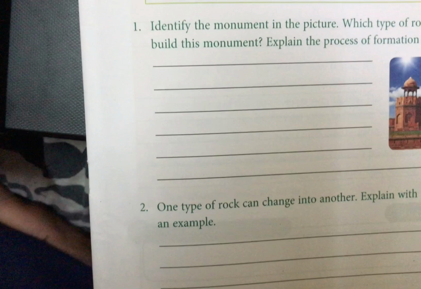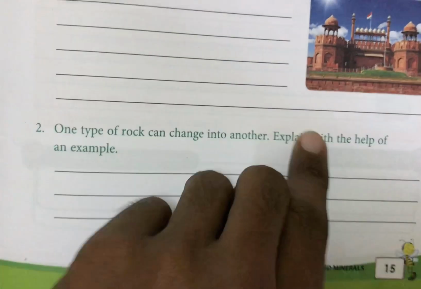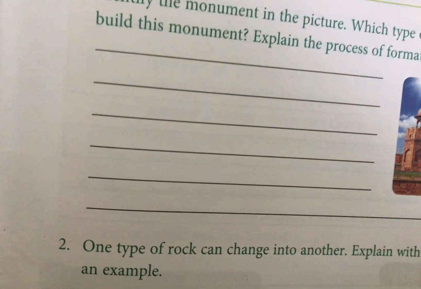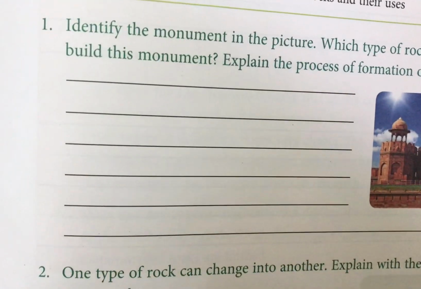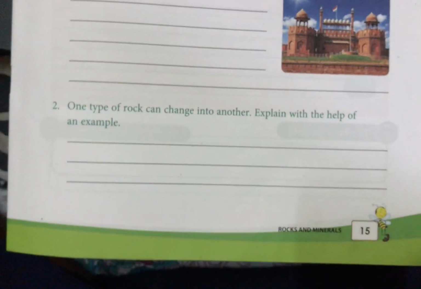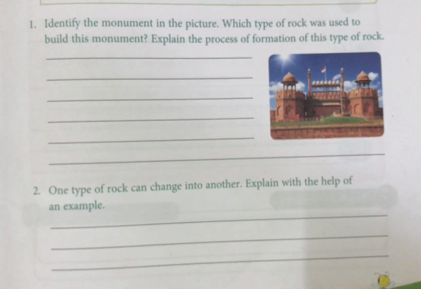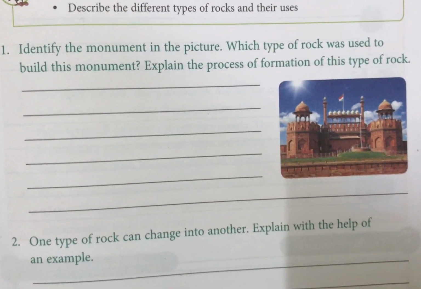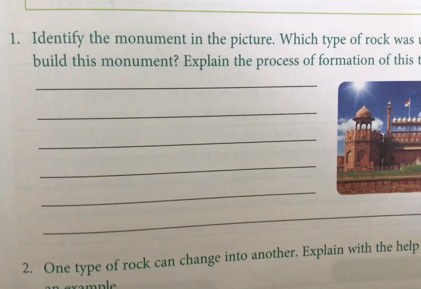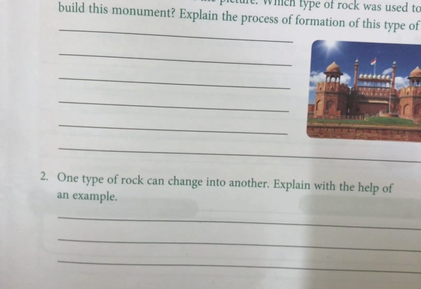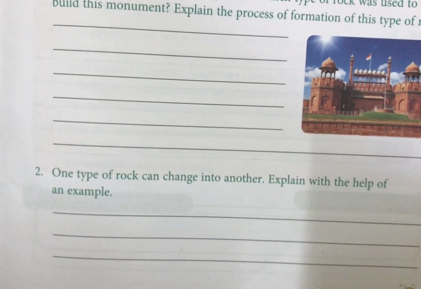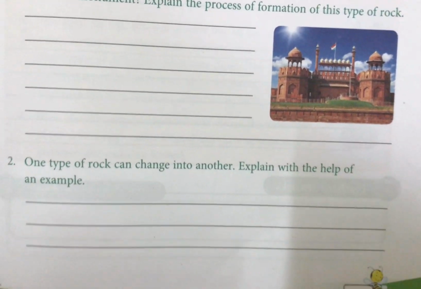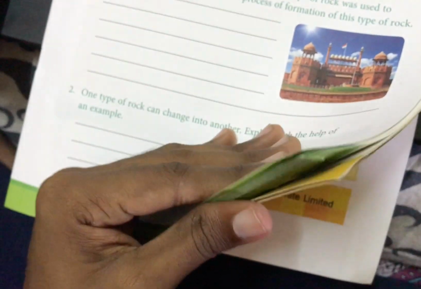Okay, now you have to give an example. Explain with the help of an example. That is marble. Marble is formed due to the metamorphosis of limestone. See, that also is an example of one rock changed to another. When the mineral content of limestone changes, it converts into marble stone. So this is the example of how one rock changes into another. That is the answer for question number 2.